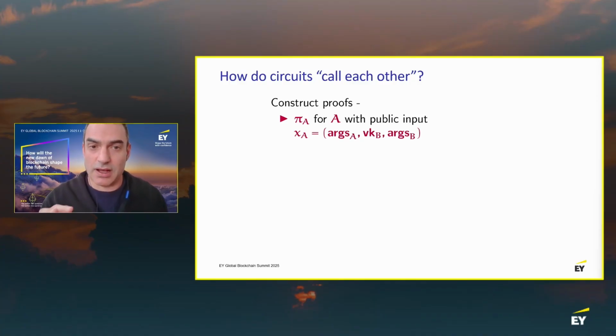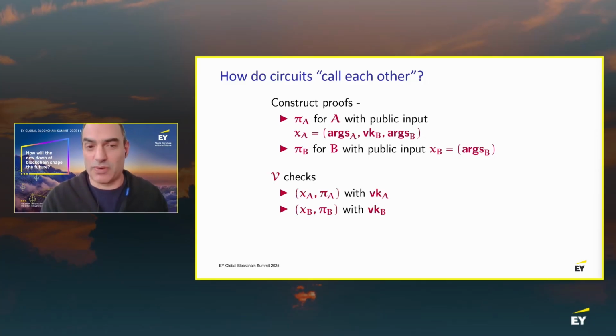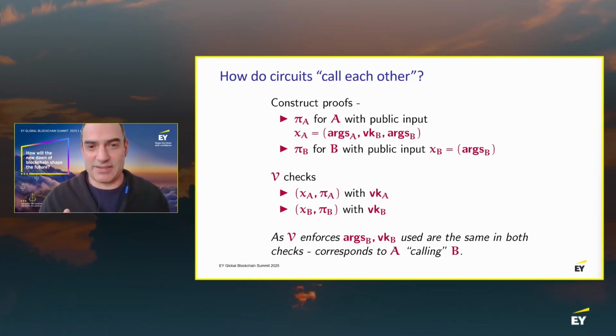So a little more specifically, the proof pi A for A, its public input will be args A, VKB, and args B. And pi B will have as its public input, obviously, args B. And now a verifier will check both proofs, and the punchline is that in addition to independently checking both proofs, the verifier will check that the same value for args B and VKB was used in both calls, in both checks. And the idea is that that enforcement corresponds to checking that A called B.